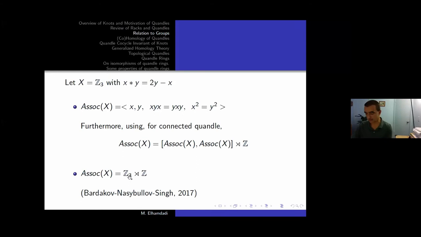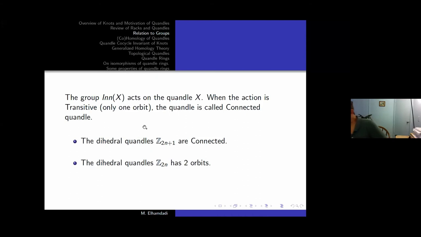Now, to give you a simple example of quandles that are connected and some that are not connected, just take a look at integers modulo L, and you look at two cases. If L is an odd number, they come out to be connected. That's an easy elementary computation. If it's even, Z_2n, you end up with two orbits. Basically, the even numbers go in one orbit, the odd numbers go in the other orbit.